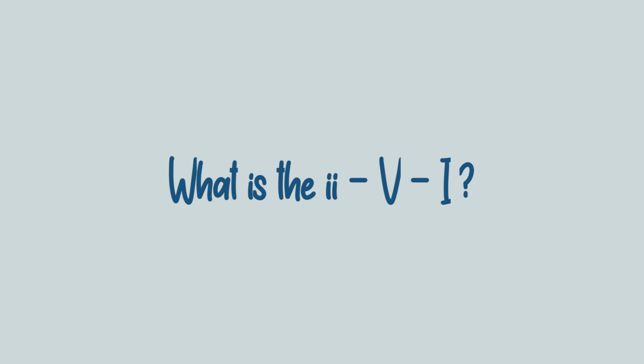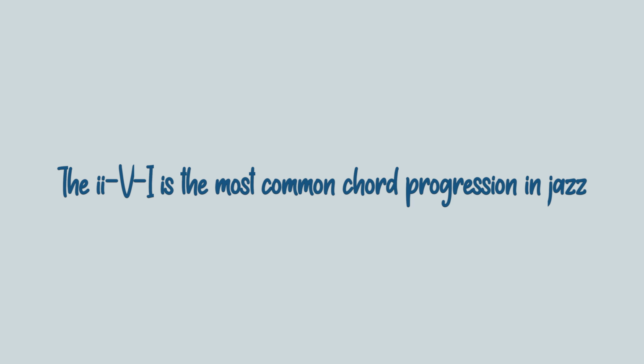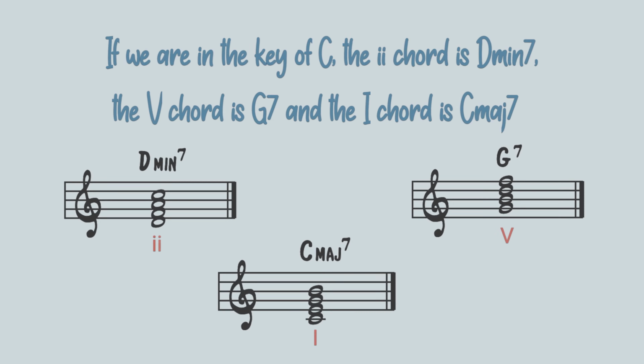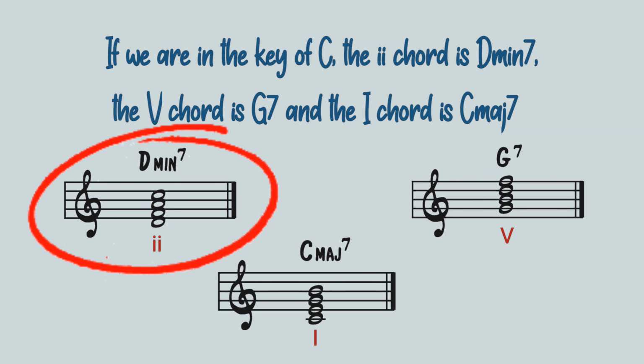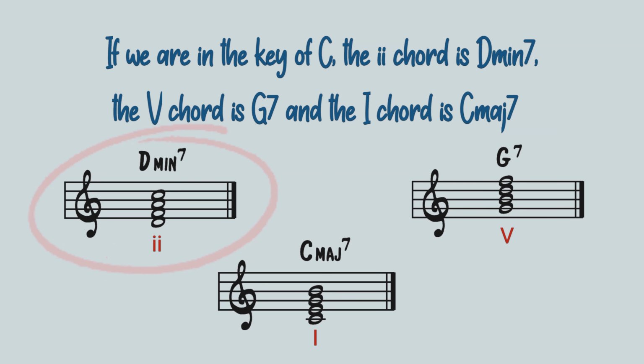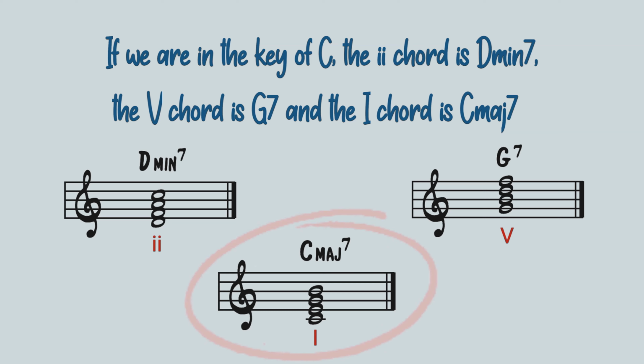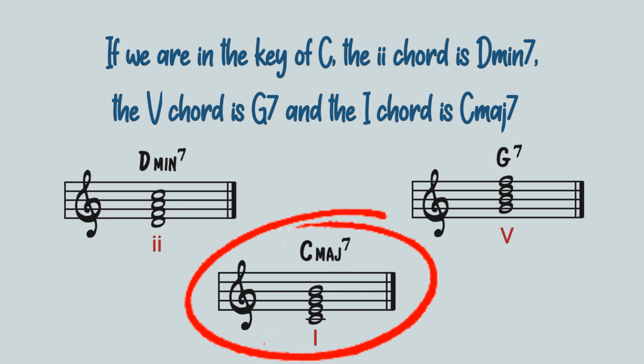What is the 2-5-1? The 2-5-1 is the most common chord progression in jazz. The 2-5-1 uses a second, fifth, and first degree of the major scale. If we are in the key of C, the 2 chord is D minor 7, the 5 chord is G7, and the 1 chord is C major 7.